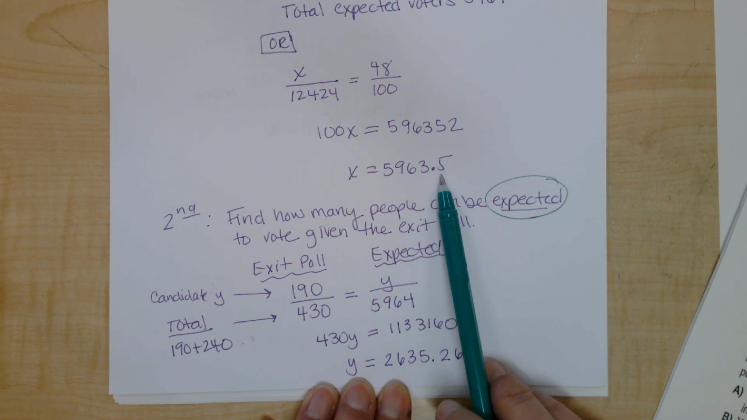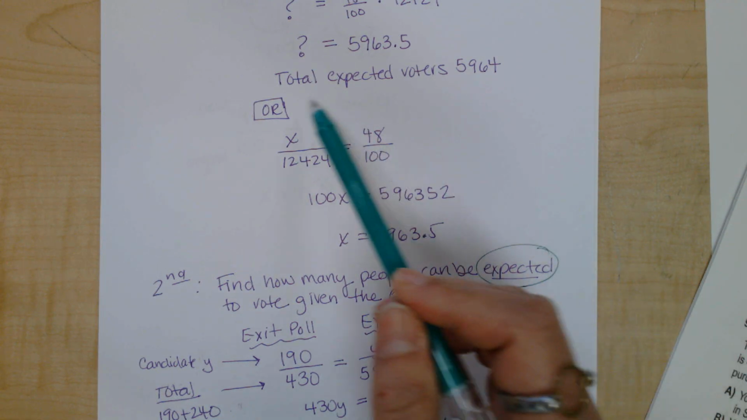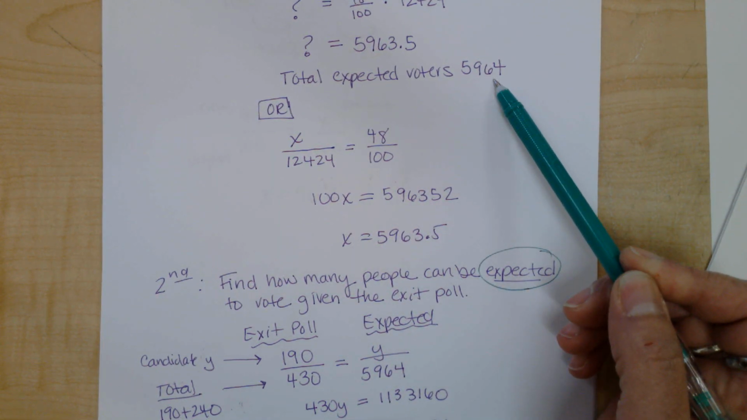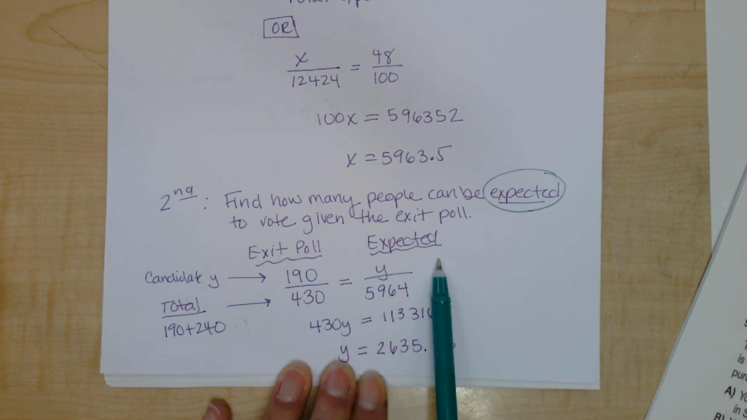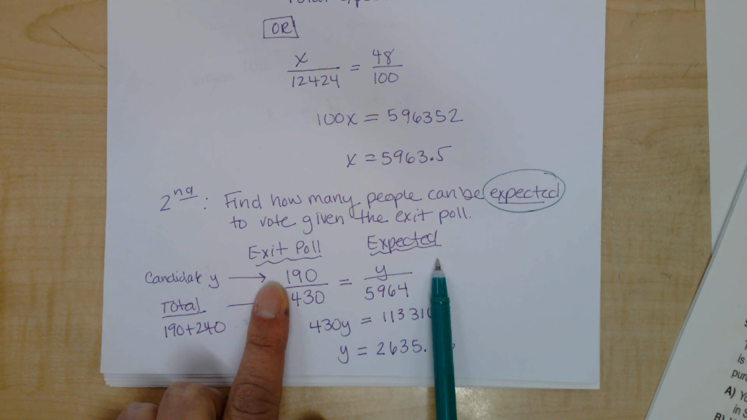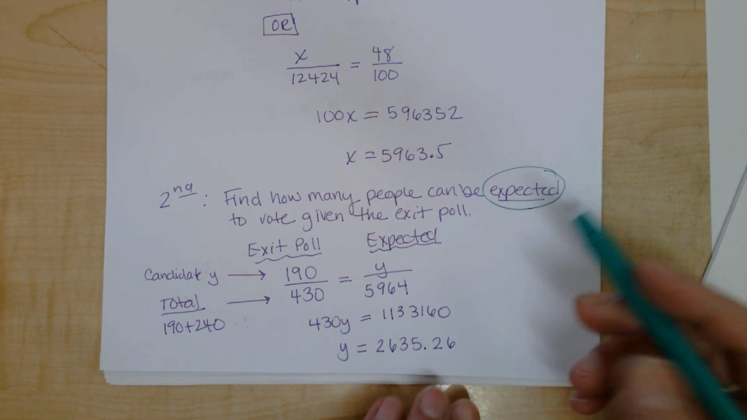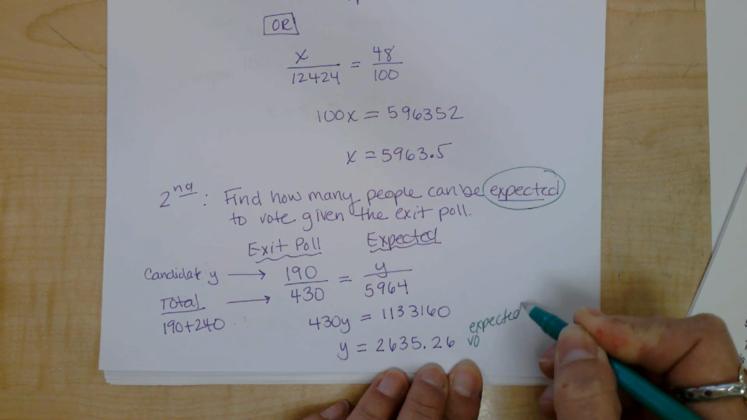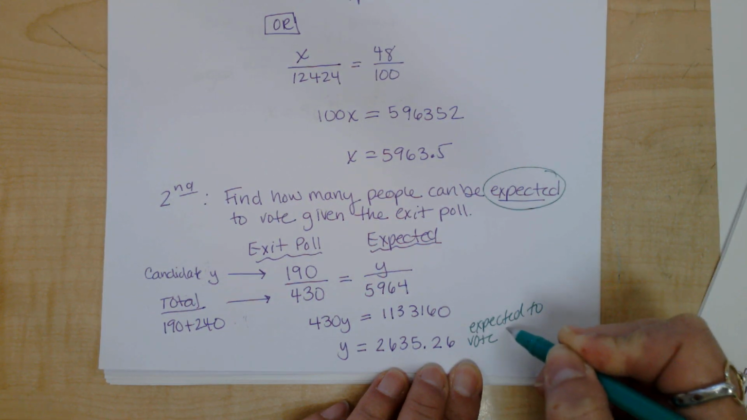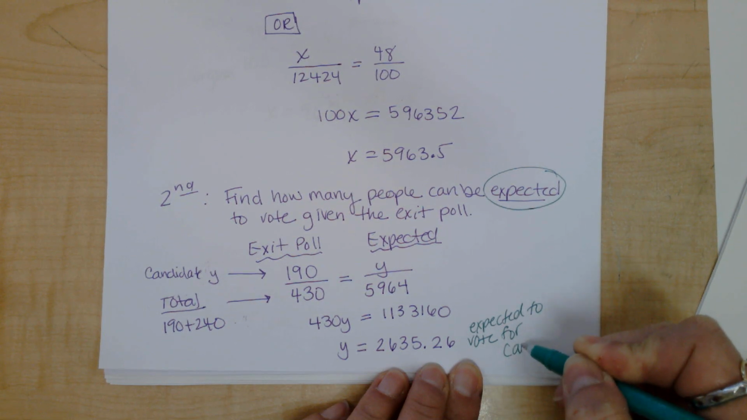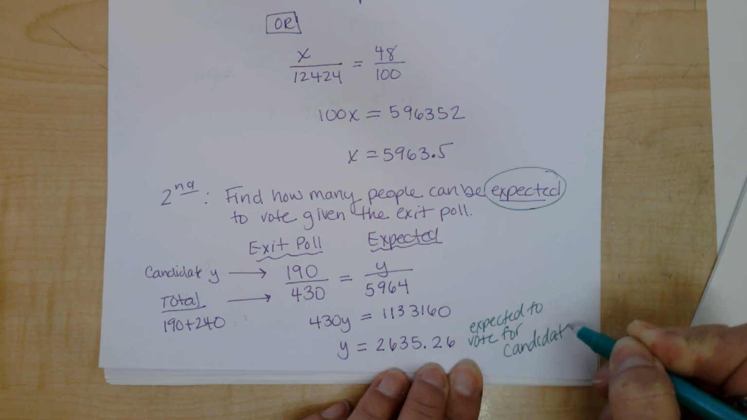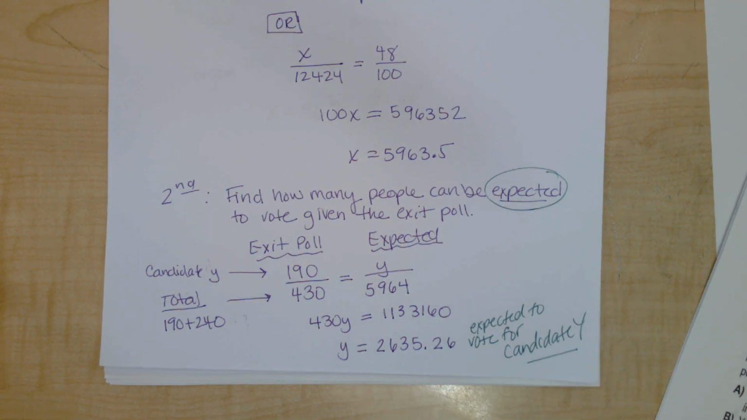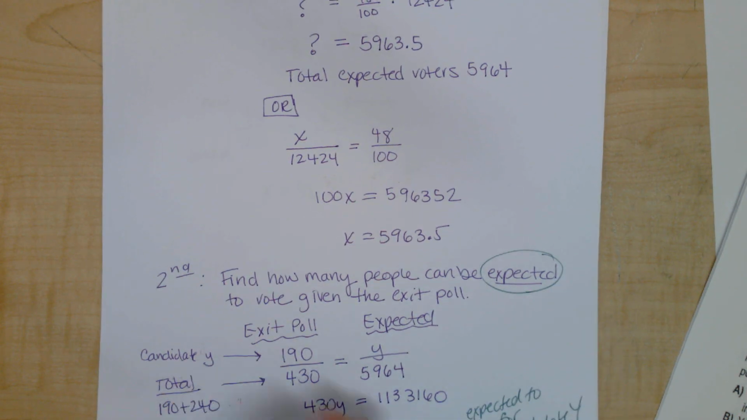So this is how many voters we expect to have. That's what we had to find first. Total expected voters, and we used that and our exit poll results to find how many are going to vote. Expected to vote for candidate Y. Okay, moving on.